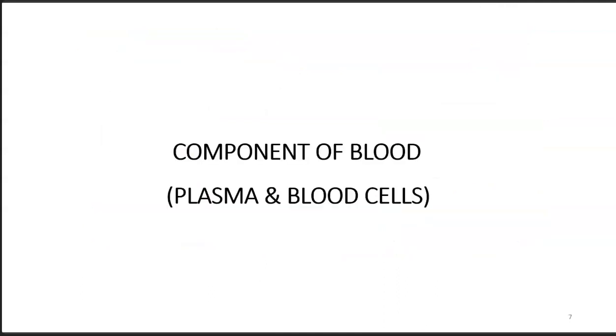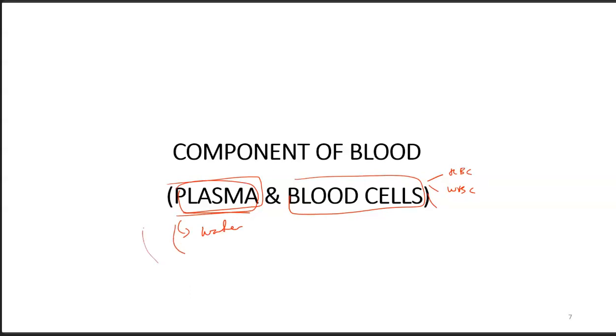Okay, so now we are going to look at the components of blood. In your blood, it has blood plasma and also blood cells. For blood cells, you have the red blood cells, the white blood cells, and then the platelets. The plasma, most of it contains water, and then you have other elements such as ions and proteins.